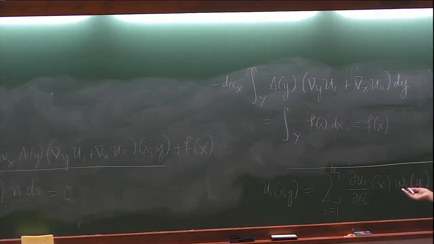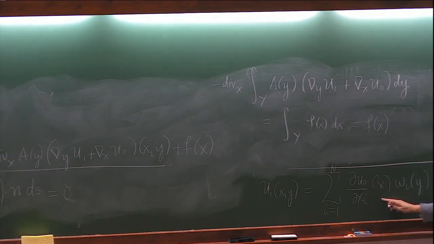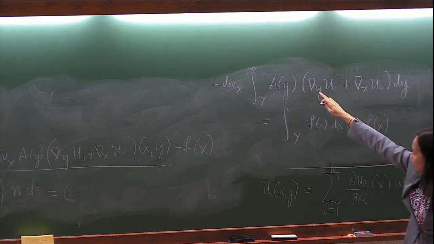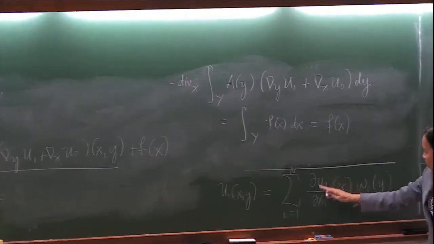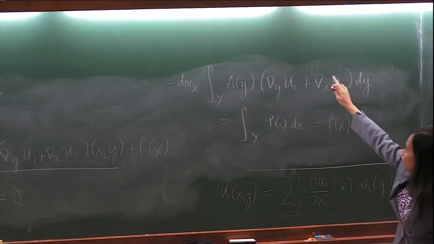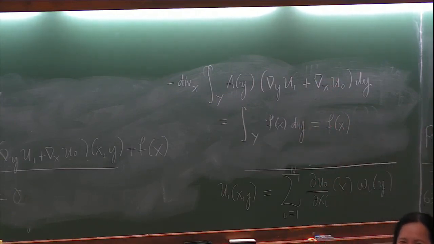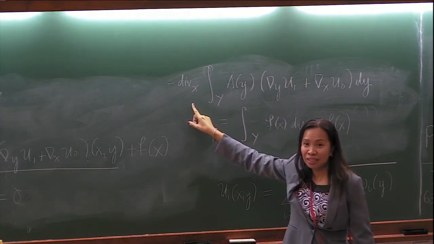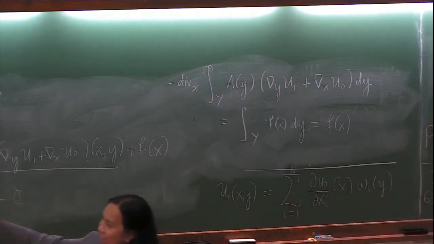Now we can substitute. We have this expression, and U1 is given by this. If we take the derivative with respect to y, we just have the derivative of this with respect to y, because this is just in terms of x. So by substitution, we will just have negative divergence in x, and we can express this in terms of this one.